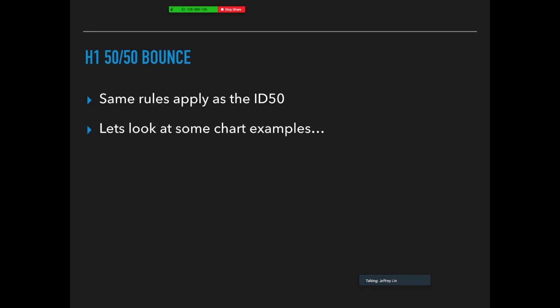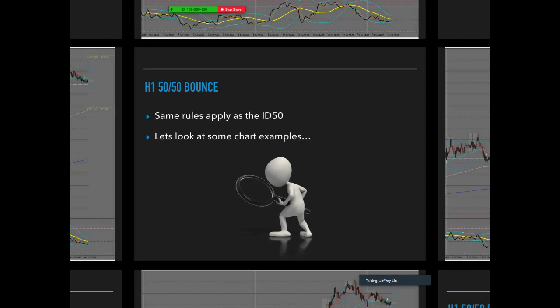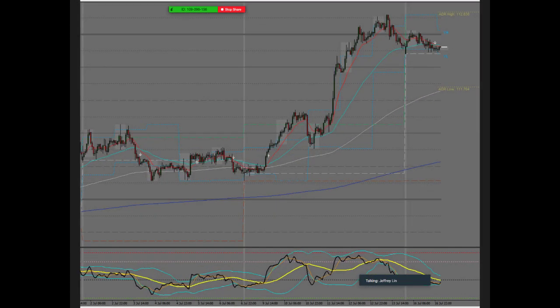All right, good job. So this can also happen on the H1. We'll call that an H1 50-50 bounce, and the same rules apply as the ID50. So we're going to look at some chart examples of that, and if you catch one of these, you can get some massive pips on an H1.